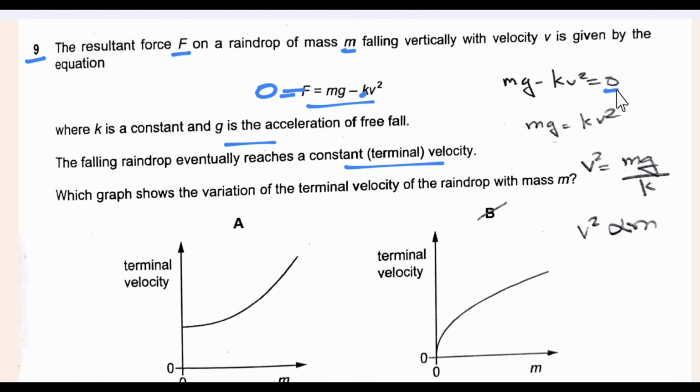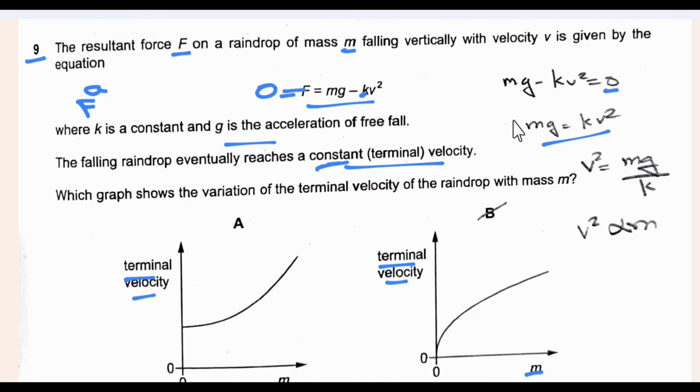At terminal velocity the resultant force is 0, as terminal velocity is the constant velocity, and at constant velocity there is no change in velocity, so there is no acceleration, and since force is equal to mass into acceleration, the force is 0. So we need to express this equation in the form of terminal velocity, that is v against m.